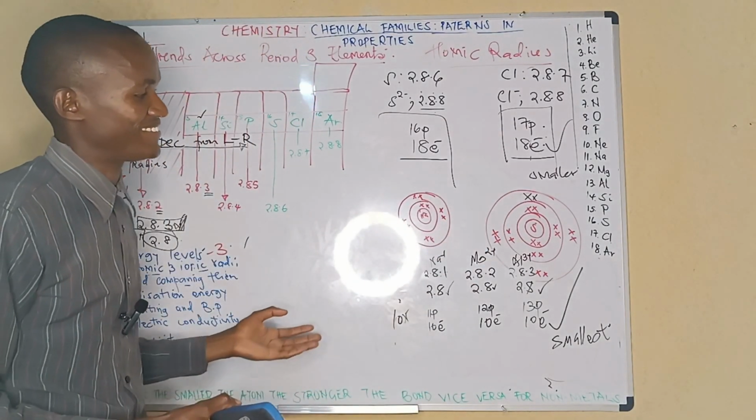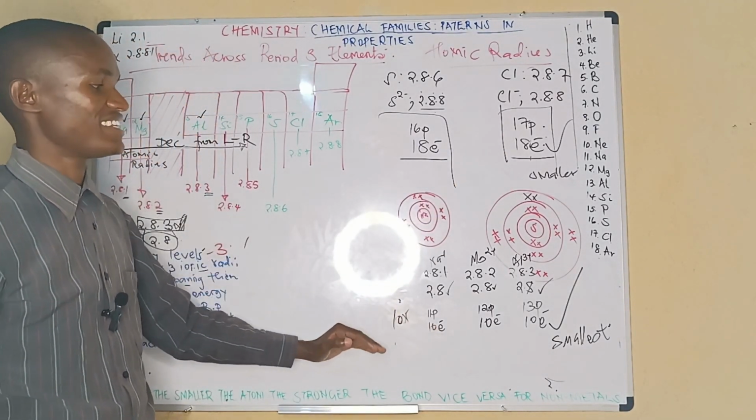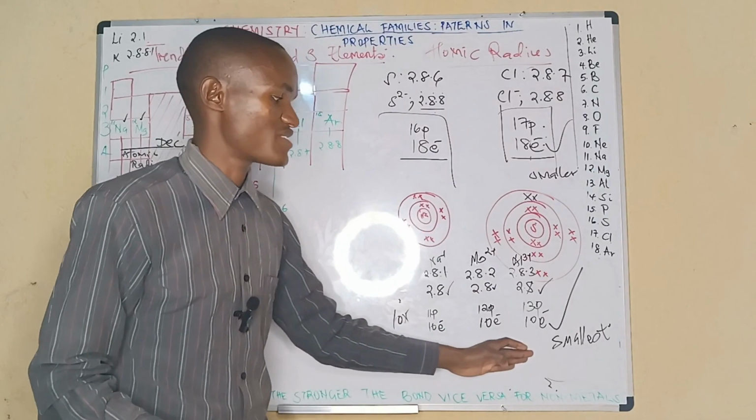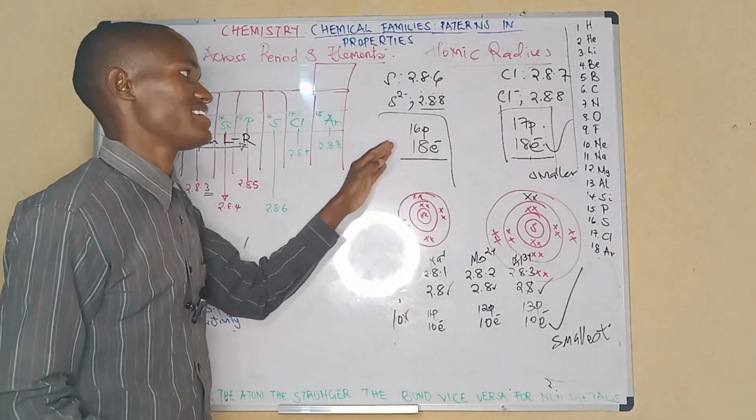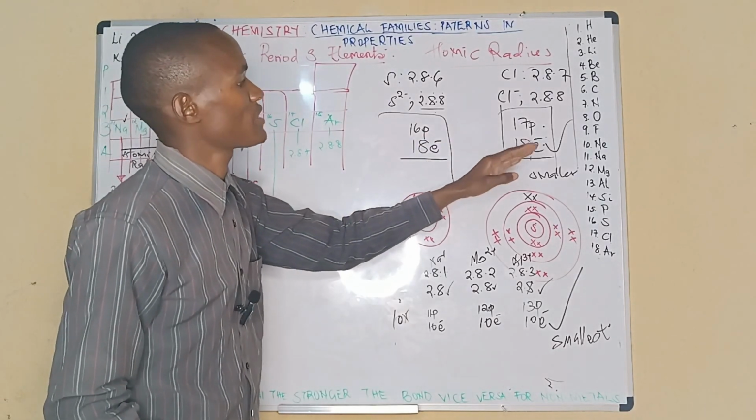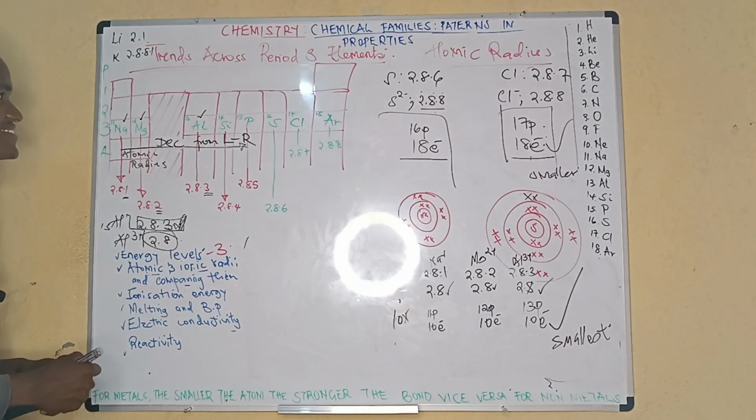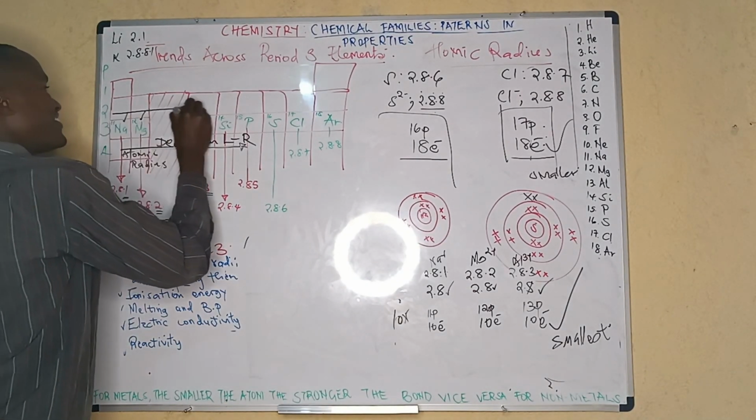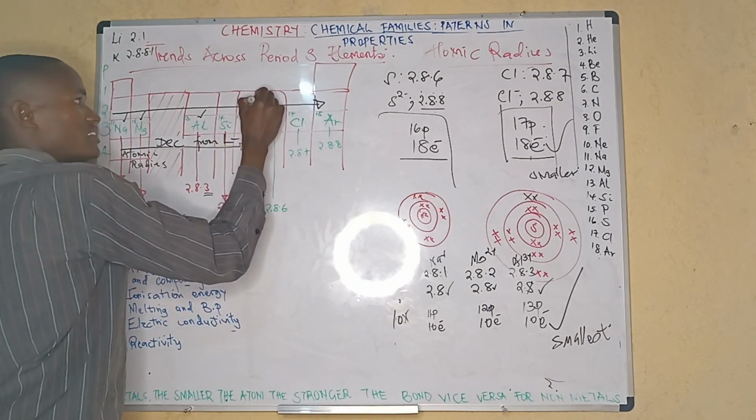So it is good that you have done all this. We have compared this and this. And what have we seen? On this part of metals, the smallest one was aluminium. On this part of non-metals, it still holds. The smallest one is chlorine. And therefore, it is very right to say that it is for the whole of this group, as you move from left to right.